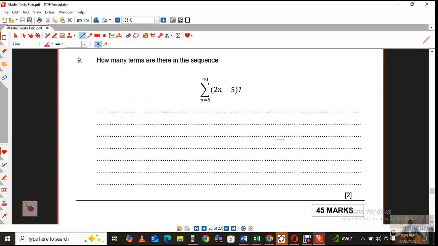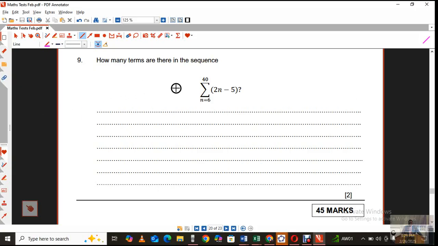As you see, it's 45 marks. Right. So you have got some sigma here. You have got limits of summation from n is equal to 6 up to n is equal to 40. Then you have the summand, or the formula, n minus 5. We're not asking you to find the value here. That's not what we're asking.